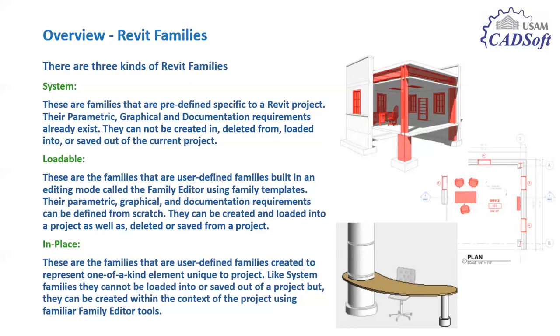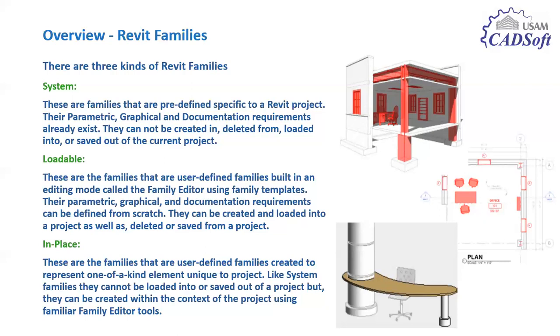So these are the three different types of families. One is the system families, as I said. The second one is loadable families, which I can load from libraries and use in different projects. And the third one is in-place families. In-place families I create within the current project, and they are unique, or something special, within that particular project. I cannot use them in multiple projects, or save them out of the current project. They have to be created within the project, and they have all the features of your loadable families. So this is the overview of Revit families.